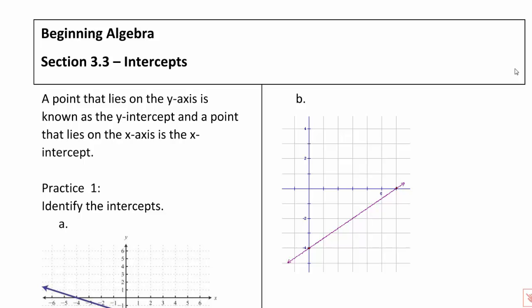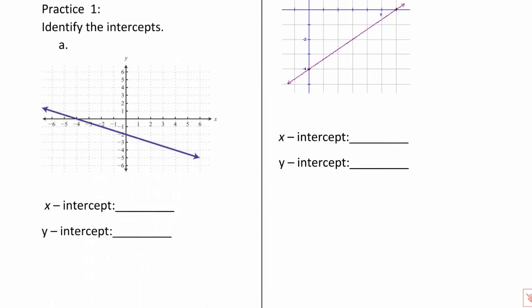We're going to work with intercepts now. A point that lies on the y-axis is known as the y-intercept, and a point that lies on the x-axis is the x-intercept. So what we're going to do in this video is identify x and y intercepts. Look at this first example here, practice 1.